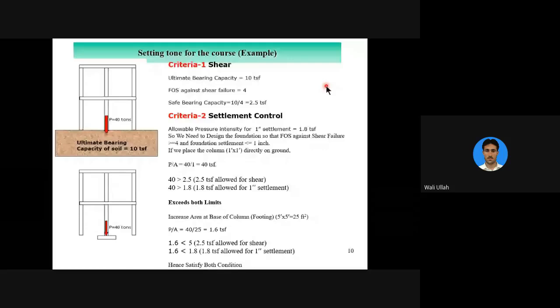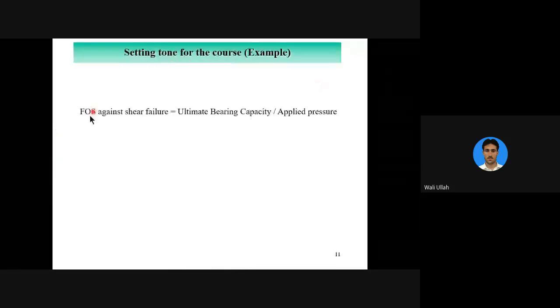Factor of safety against shear failure is ultimate bearing capacity divided by applied pressure. Ultimate bearing capacity 10 ton per square foot, applied pressure is 1.6. So the factor of safety is 6.2 against shear failure.